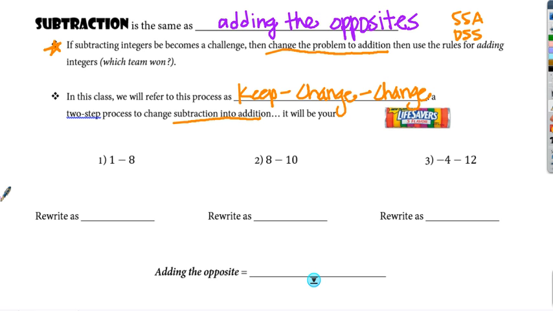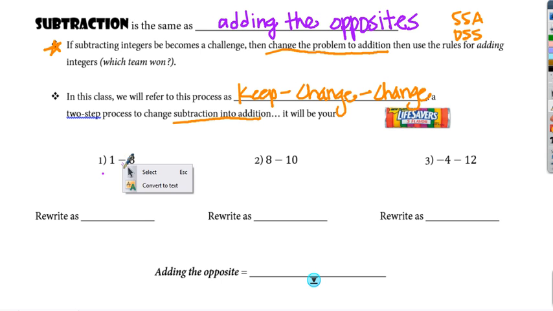So let me show you how this works. If you have 1 minus 8, this is a kind of problem that people freak out at. But if you use the keep, change rule, this is not going to be bad. So let's follow the rule. Keep, change. Basically, that means you keep the first number, so 1 stays the same. Then you take the subtraction sign and you change it to a plus sign.